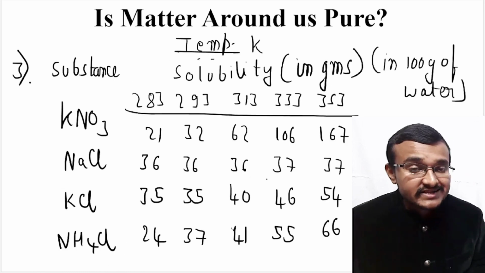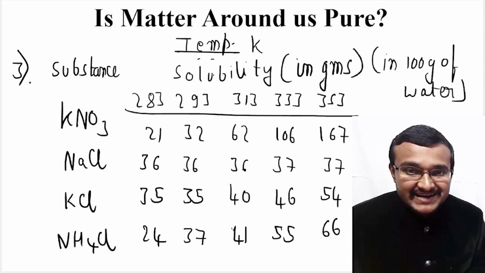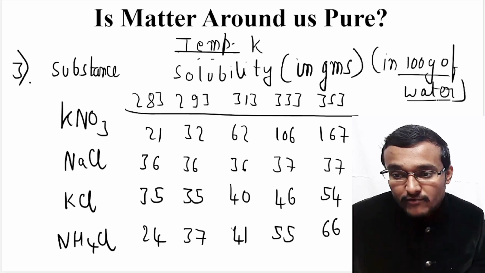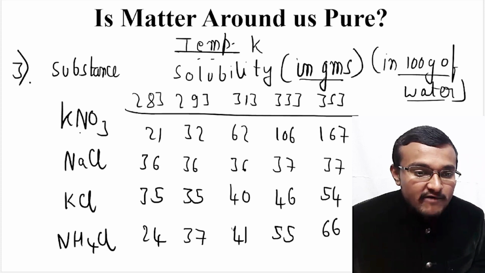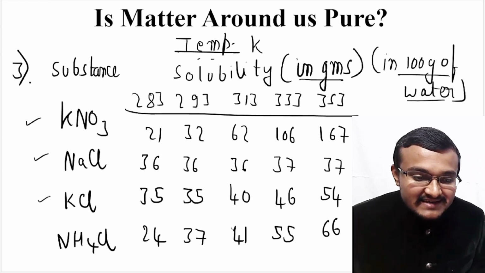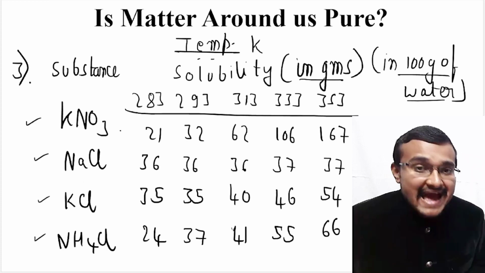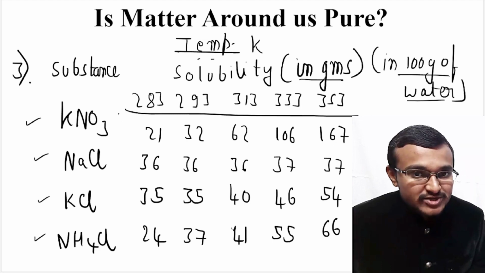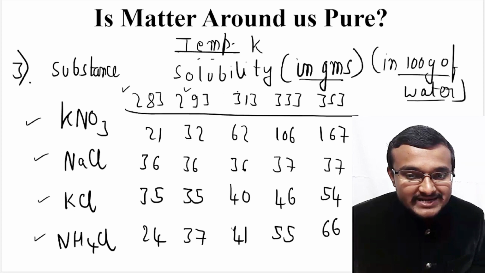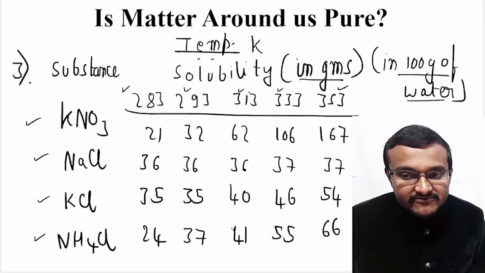Coming to the third question, a student tested the solubility of different materials in 100 gram of water. How many grams of KNO3, NaCl, KCl and NH4Cl can be dissolved to form a saturated solution in 100 gram of water at 283 Kelvin, 293 Kelvin, 313, 333, 353.